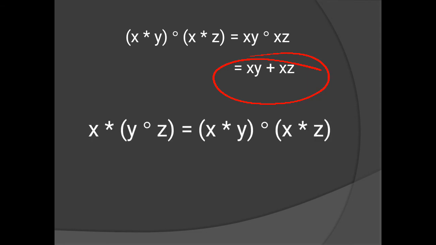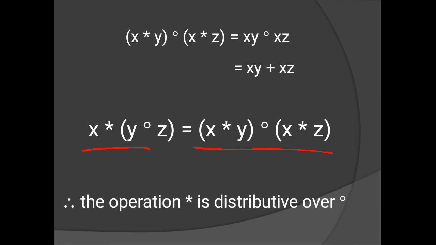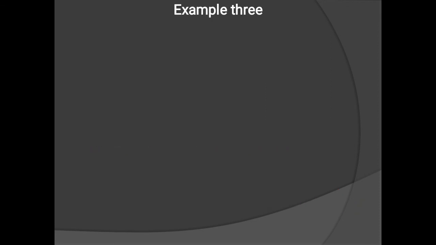Since they are the same, solving the one in the parentheses straight away, multiplying by the one outside, and then expanding will give us the same answers. So since they give us the same answers, we are saying this is equal to that. If it is equal, then we are saying that the operation star is distributive over the operation circle. All right, so let's look at the last example, number 3.